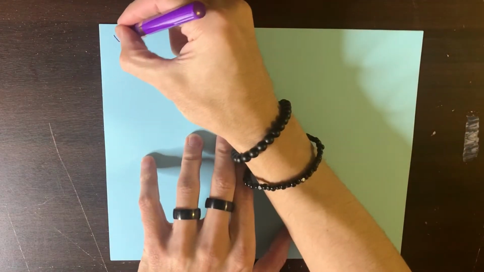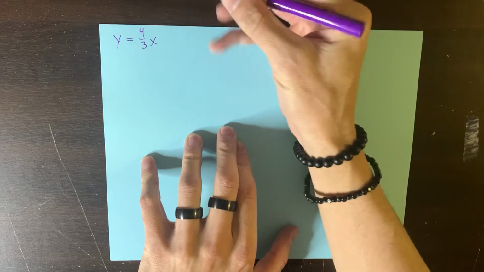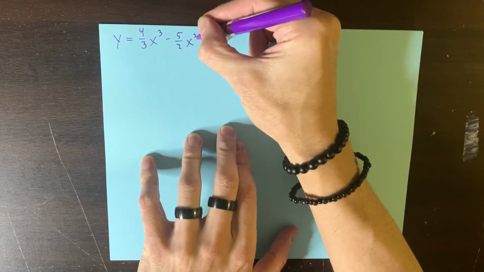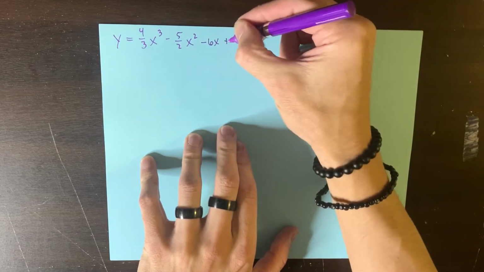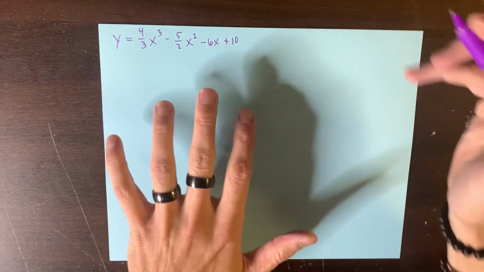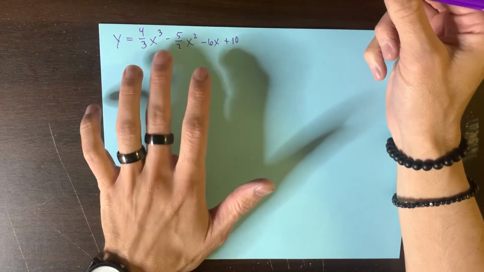So let's look at this function right here that I made up. How about y equals 4/3 x to the power of 3, take away 5/2 x to the power of 2, take away 6x plus just some number, 10. Now, the goal here is to find the locations where the tangent line is horizontal.